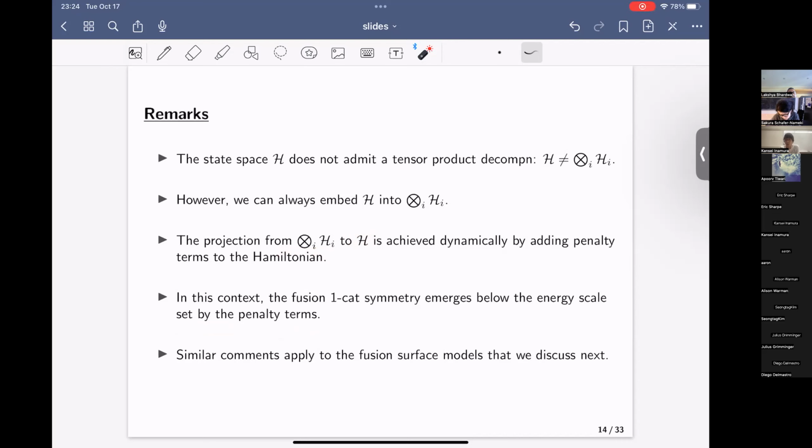In this context, there is not much difference between emergent symmetries and exact symmetries. Because on one hand, if we insist that the state space should admit tensor product decomposition, then the fusion 1-category symmetry becomes an emergent symmetry. But on the other hand, if we allow a state space that does not admit the tensor product decomposition, then this fusion 1-category symmetry becomes an exact symmetry. And we can take whichever point of view we want. Similar comments also apply to the fusion surface models that we will discuss next.